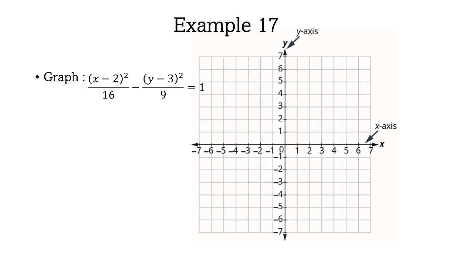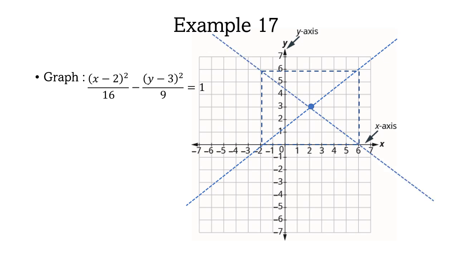Now we have a hyperbola not centered at the origin, so we're going to first locate the center. Now from this center, we're going to go 4 units left and right and 3 units up and down to draw a rectangle. We're going to draw the diagonals. Now here, the vertices are going to be parallel to the x-axis and at the midpoint of the width of my rectangle.